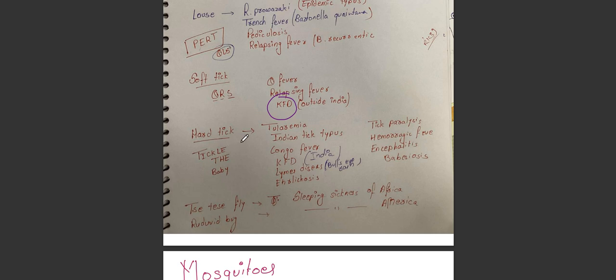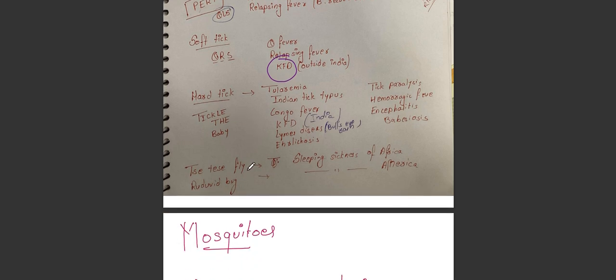tick. And in the hard tick, "tickle the baby", where T represents tularemia, I is for Indian tick typhus, C for Congo fever, K for KFD, which is present in India because Indian people are very hard, and L is for Lyme's disease, which you can see in the photo, which looks like a bull's eye rash. E for Ehrlichiosis, T for tick paralysis, H for hemorrhagic fever, E for encephalitis, and B for babesiosis.